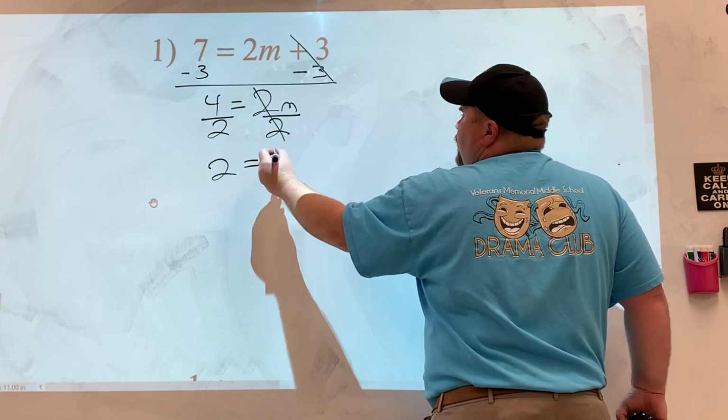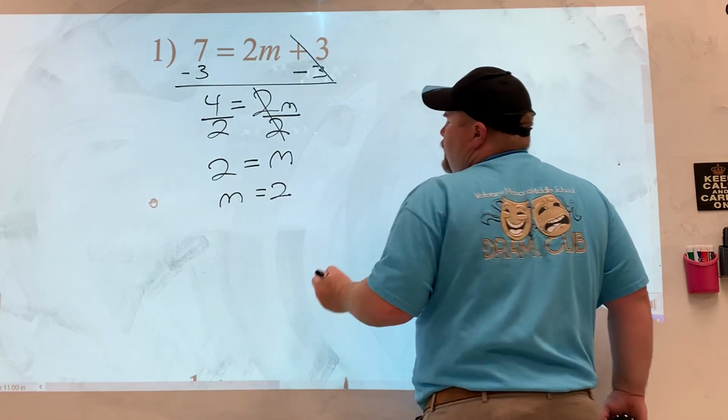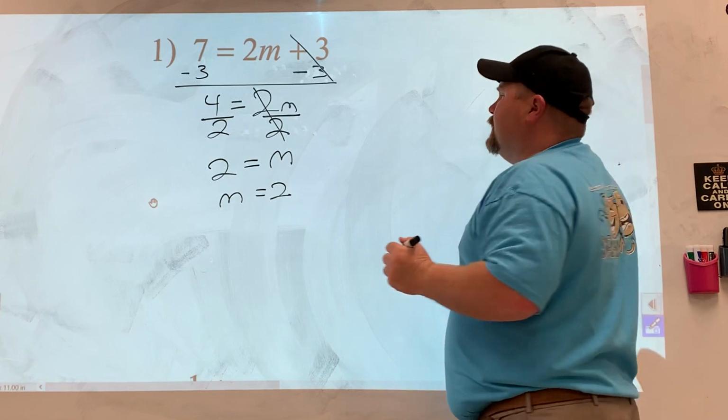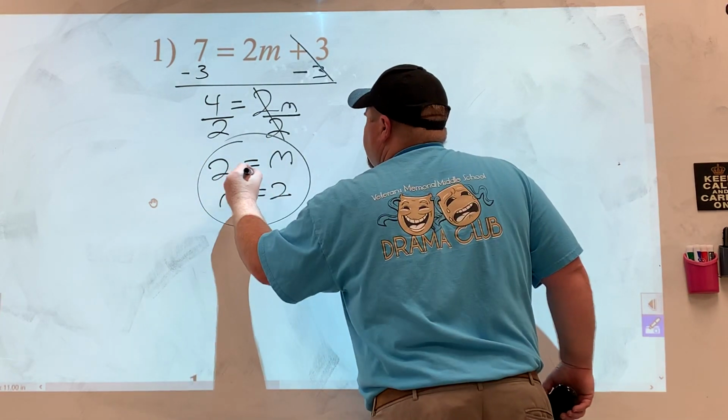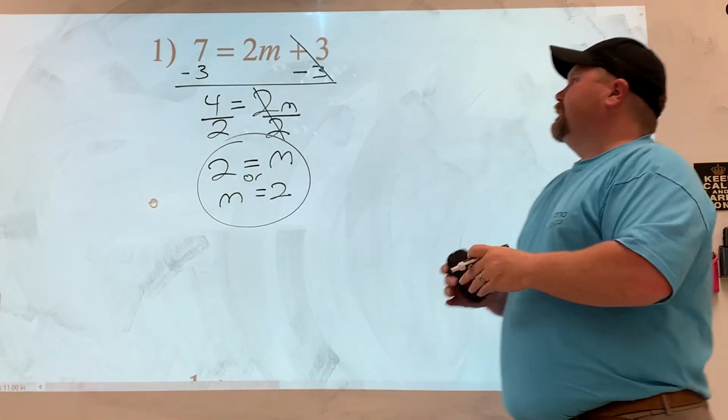The only thing left on my right-hand side is m. You can rewrite this as m equals 2. Either one of these would be acceptable on the quiz. So 2 equals m or m equals 2.